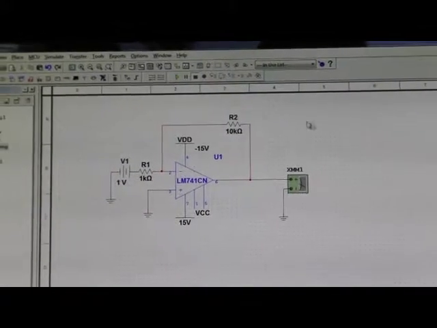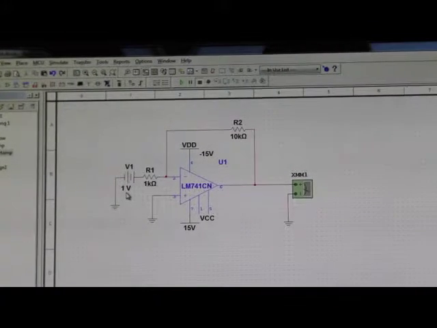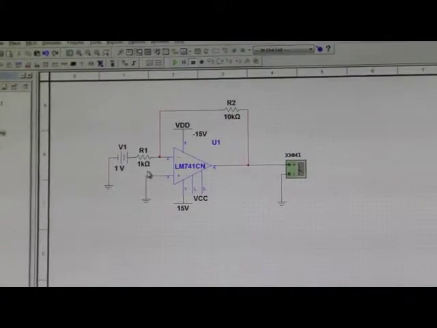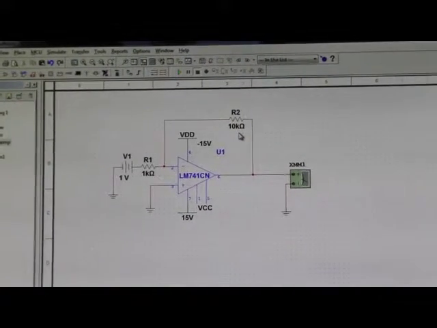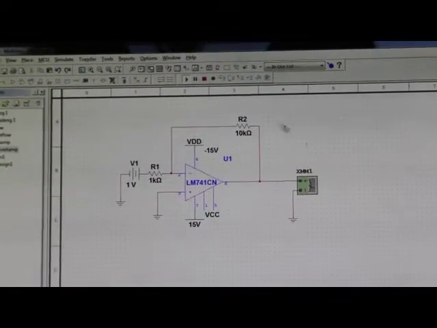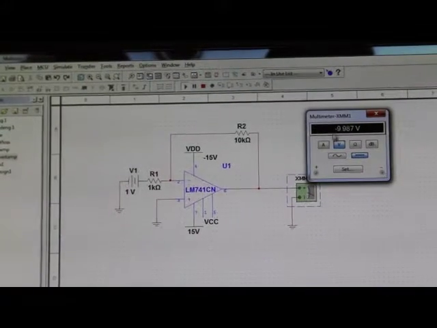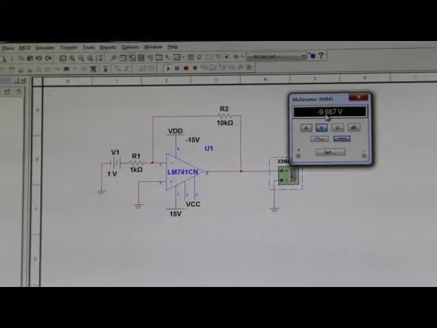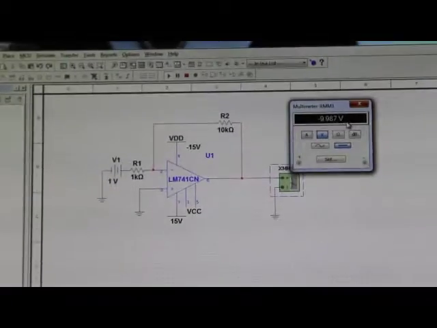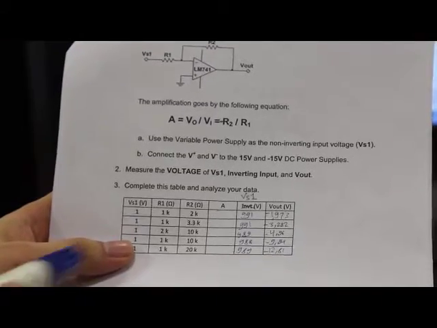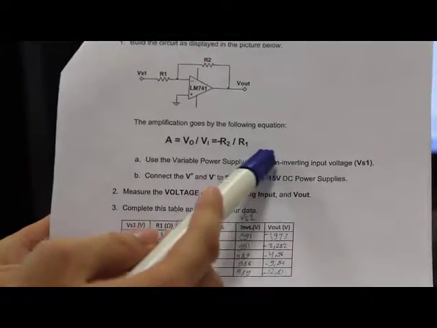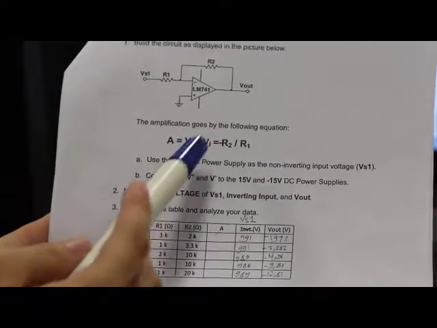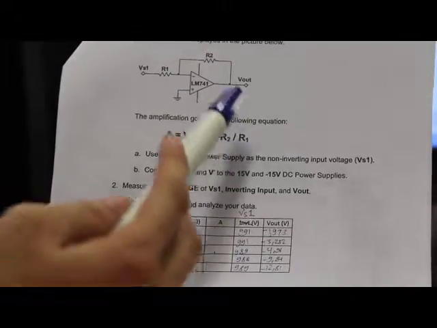These are the inverting amplifier. You can see the input is 1 volt. The first resistance is 1 kilo ohm. The second resistance is 10 kilo ohm. And look when I start the simulation. It becomes minus 9.987 volt. And here is why. This is the inverting amplifier formula, and we can see from this the amplifying gain is minus R2 per R1.